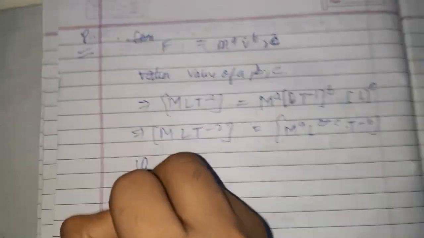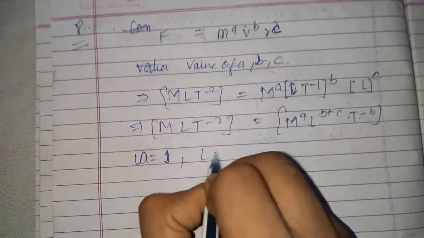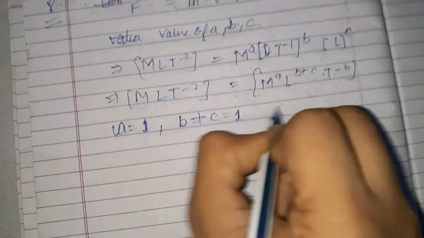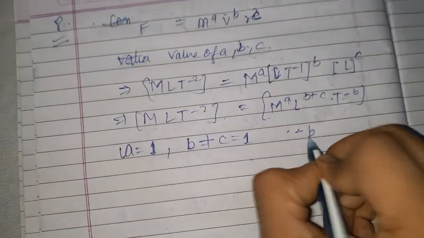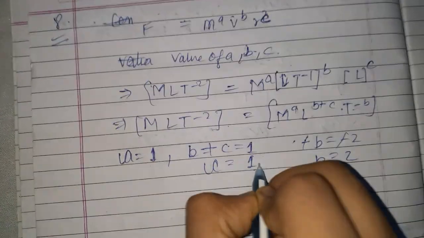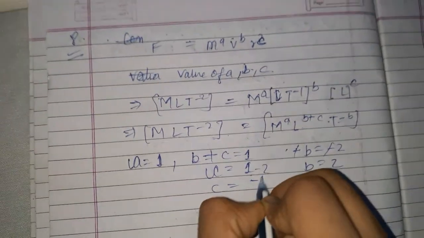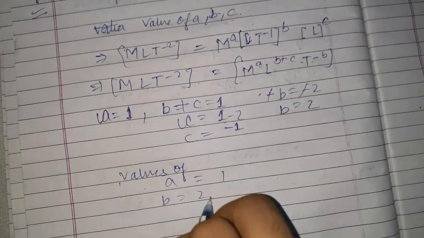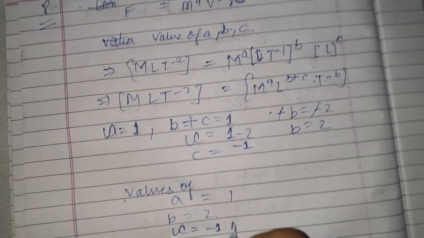Equating both sides, a equals 1, b plus c equals 1, and minus b equals minus 2, so b equals 2, so c equals 1 minus 2, c equals minus 1. So the values are a equals 1, b equals 2 and c equals minus 1.